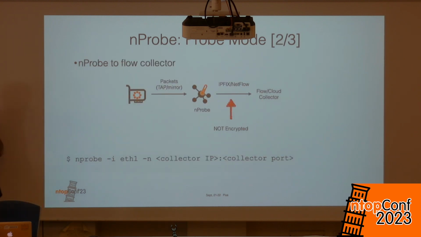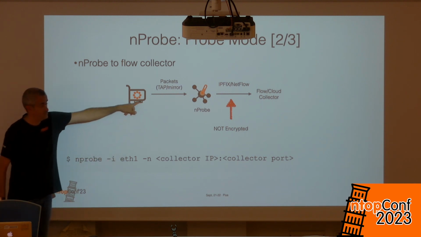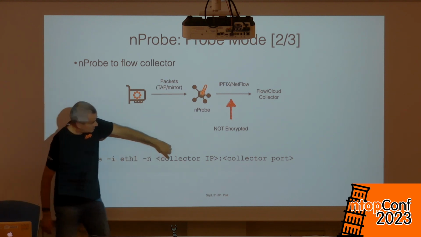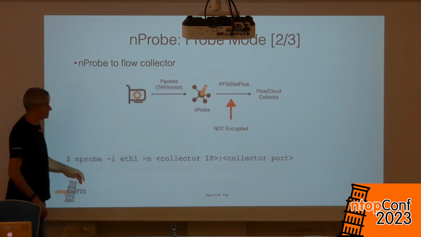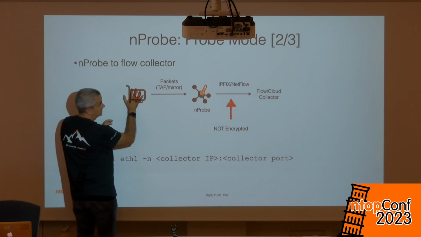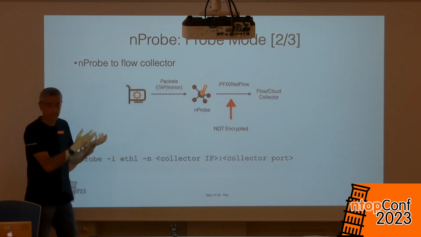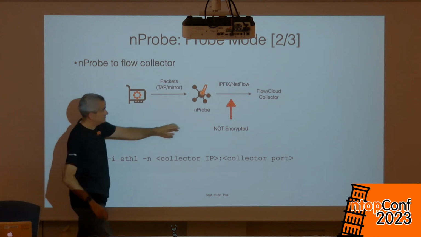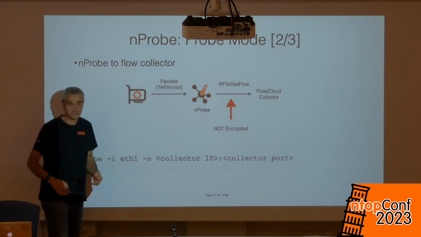So when mProbe runs in probe mode, it is very simple. You specify -i, the interface name from which packets are received, and you specify -n, the collector IP and the collector port. So in this case, mProbe is taking packets and exporting them in NetFlow format to the remote collector. Note that in this case, it's the classic mode. As I said, flows are not encrypted because we have to follow the standard.